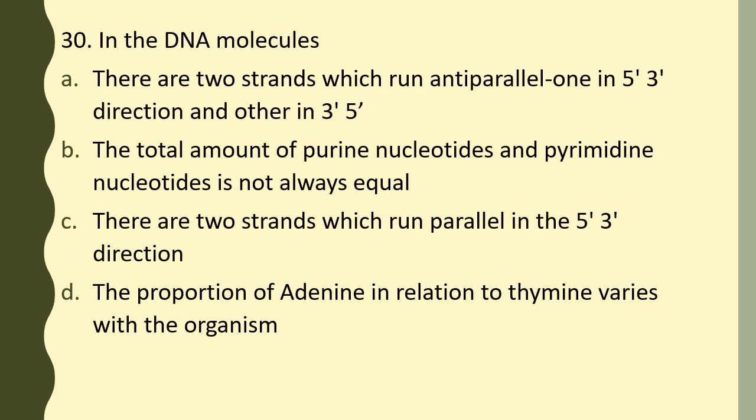Question number 30. In a DNA molecule, there are two strands which run anti-parallel, one in 5' to 3' direction, the other in 3' to 5' direction. The total amount of purine nucleotide and pyrimidine nucleotide is not always equal. There are two strands which run parallel in 5' to 3' direction. The proportion of adenine in relation to thymine varies with organism. Correct answer is option A.